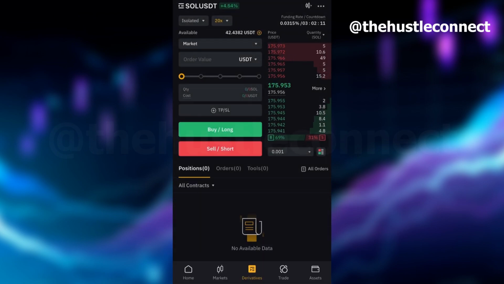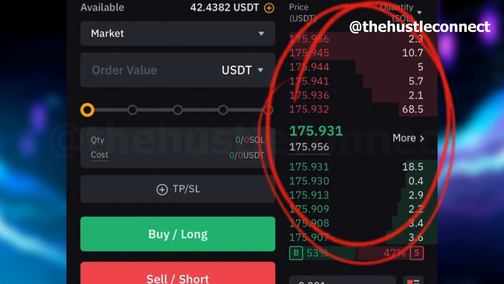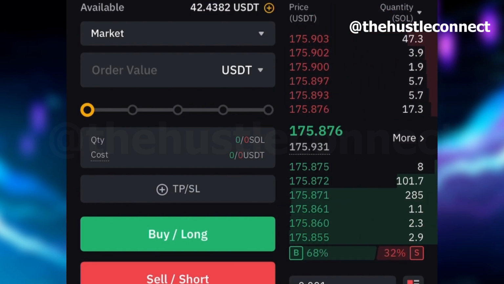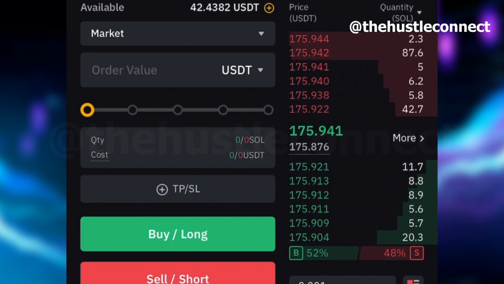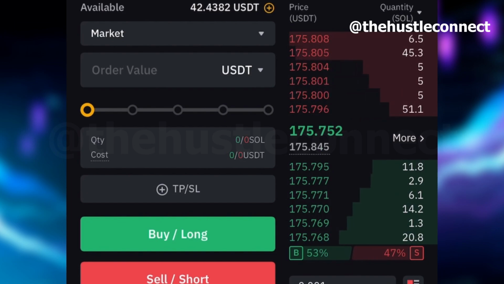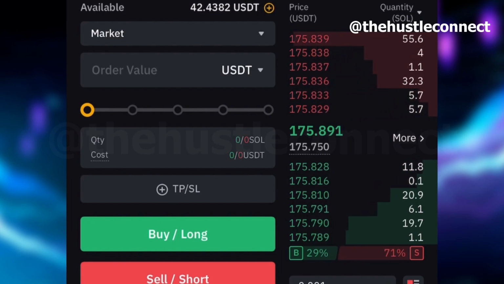Now at the right side of the screen, you'll see some numbers in red and green. It is called the order book. They are simply trades that are currently happening at the moment. So if I take a $200 trade, it will be indicated here the exact time I took the trade.